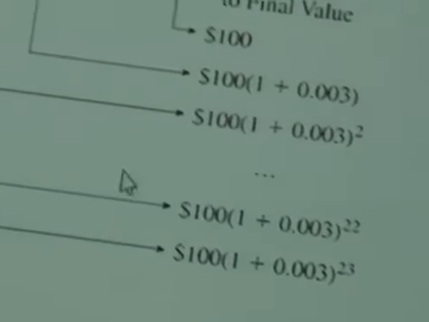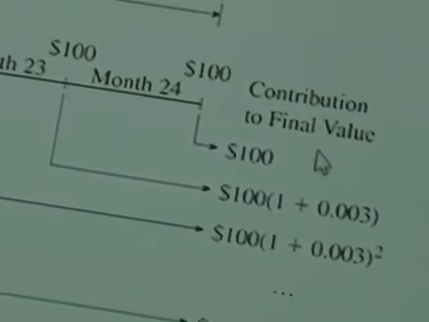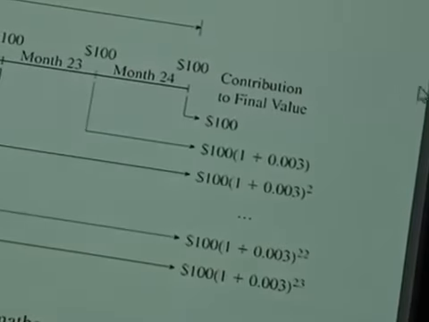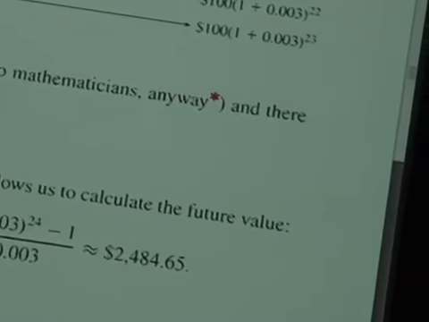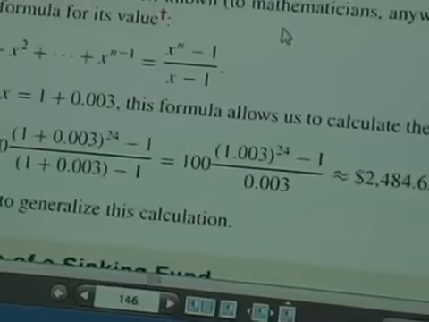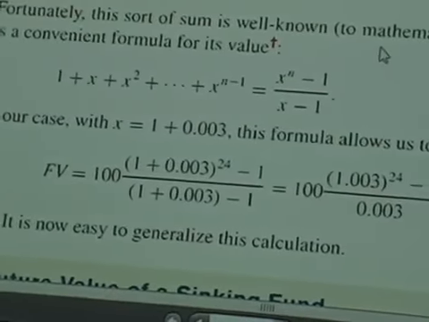This one is the second month. It's in also for a long time. It's 22 periods of interest. And finally, this one, and this one, right? And then we're adding up all of this, right? Everyone get it? Fortunately, this sort of sum is well known to mathematicians. And there's a convenient formula for this value.